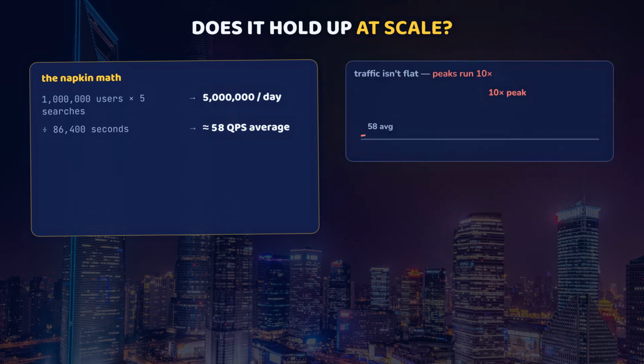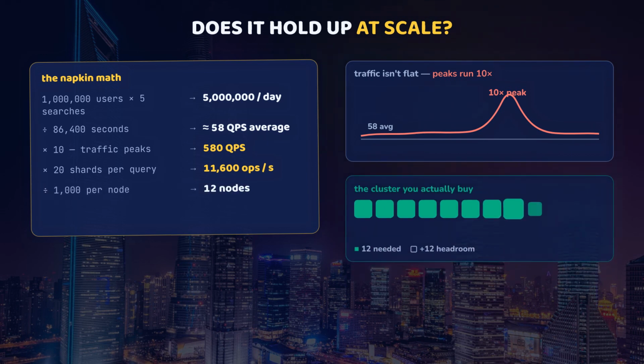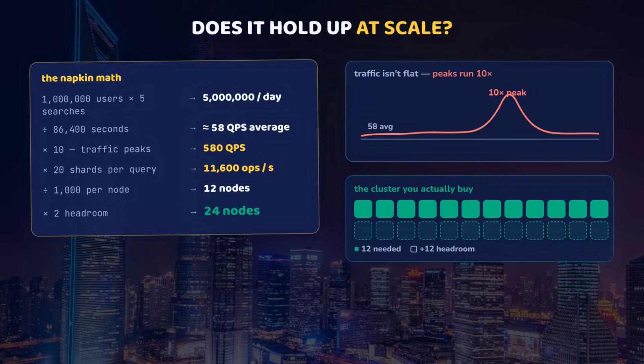But nobody builds for average. Peaks run 10x. Call it 580. Each query fans out to 20 shards. 11,600 shard-level operations per second. At 1,000 per node, that's 12 nodes. And you provision 24, because running at the red line is how outages happen.